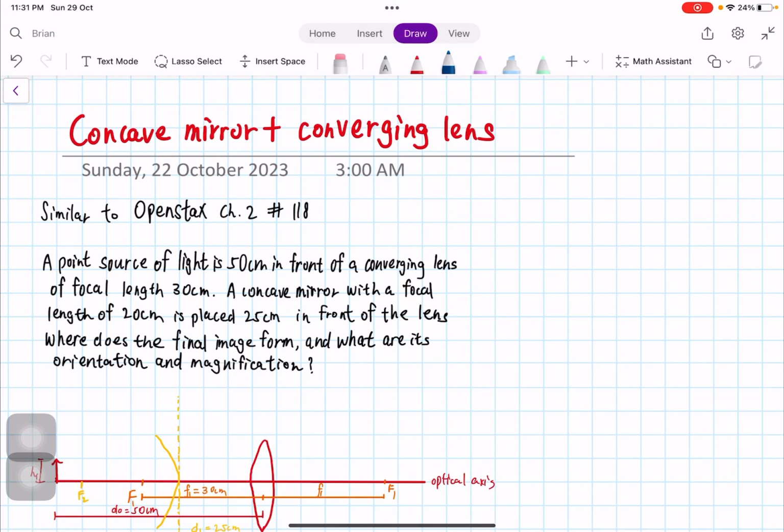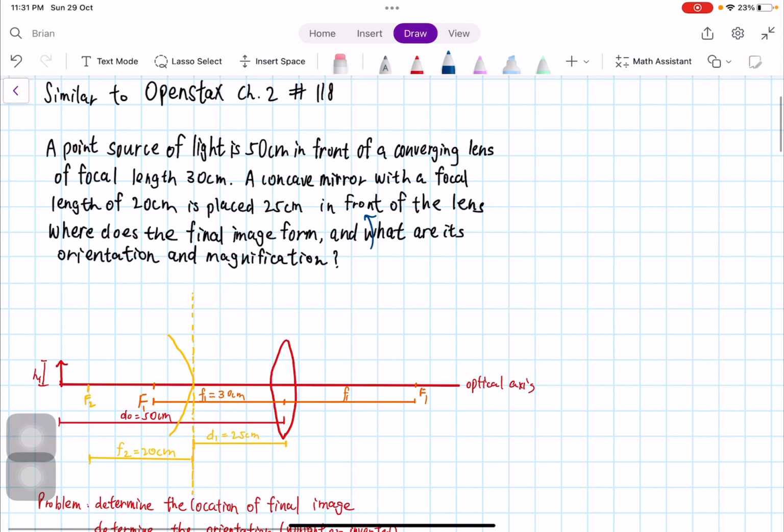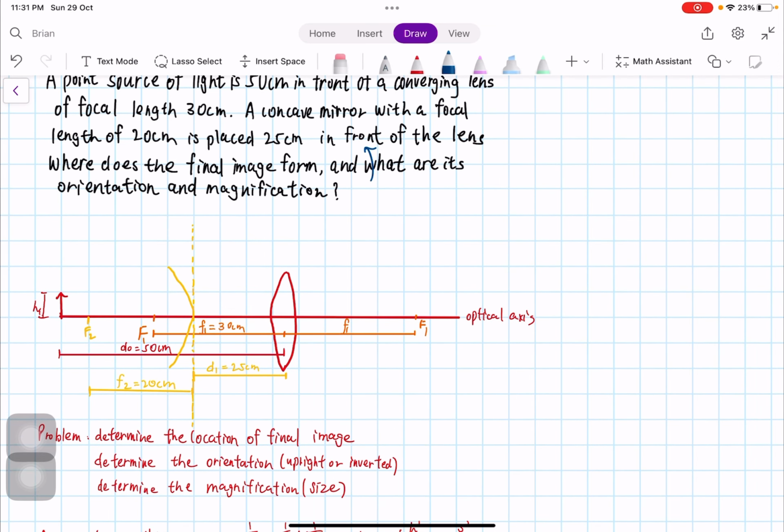In this section, I'm gonna cover concave mirror and converging lens. This problem is taken from OpenStax Chapter 2, number 118, and I revised the question by changing it from the back of the lens to in front of the lens. So this is the question, and I defined the question with a diagram.